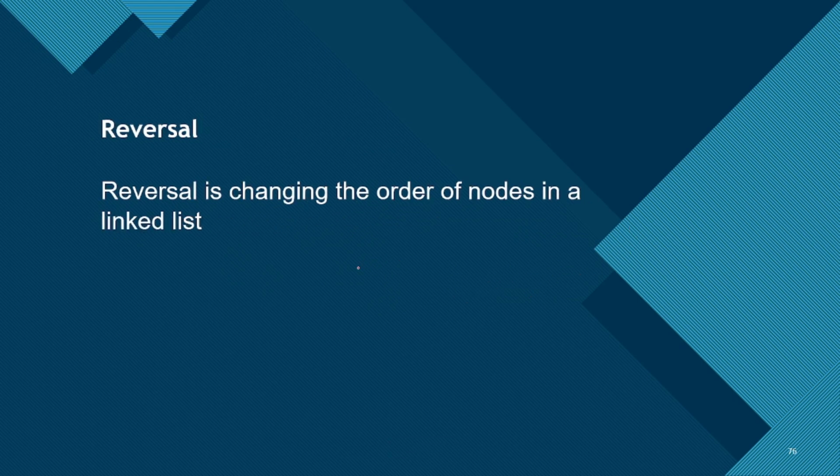The next one is reversal, which is changing the order of nodes in a linked list. Make the last node the first, and the first node the last. As simple as that. The real world example for this is the Uno reverse feature. It works by reversing the previous action, just like reversing a linked list.